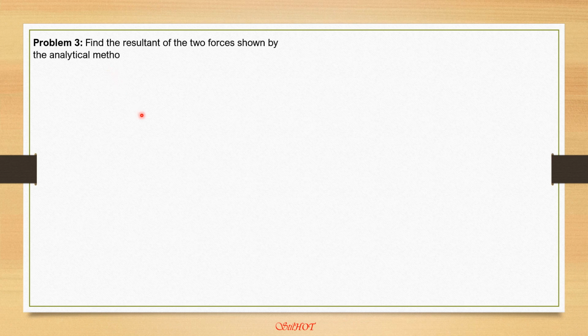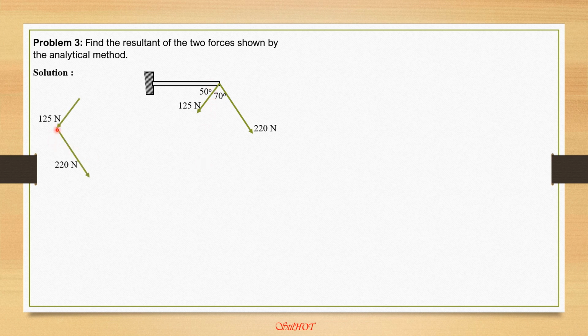Let's have problem 3. Find the resultant of the two forces shown by the analytical method. So these are the two forces. Let's have the tip to tail method and let's use the parallelogram law here. So these are the given information. First we draw the 125 Newton force and it is 50 degrees from the horizontal as shown. Then we connect the second force of 220 Newtons.